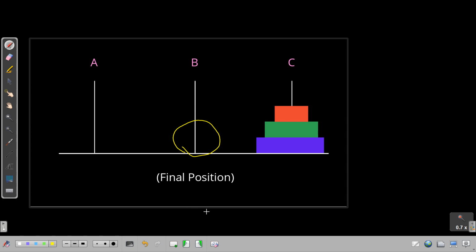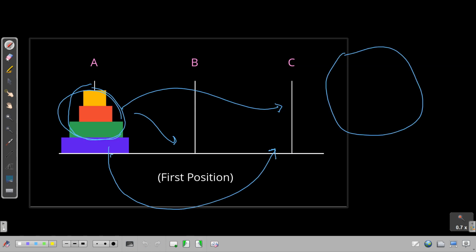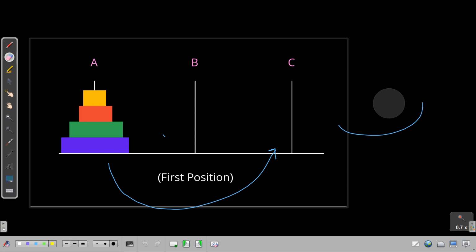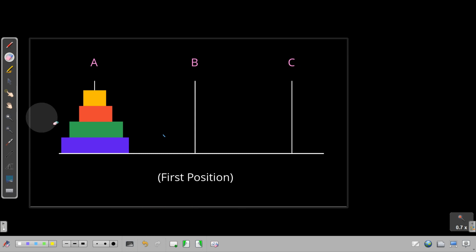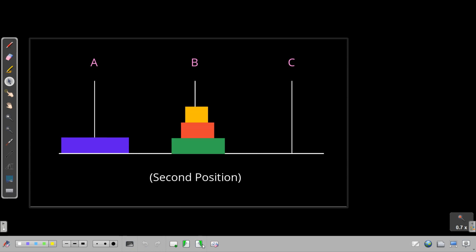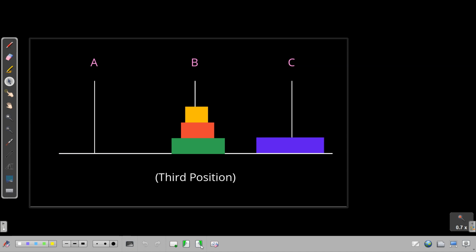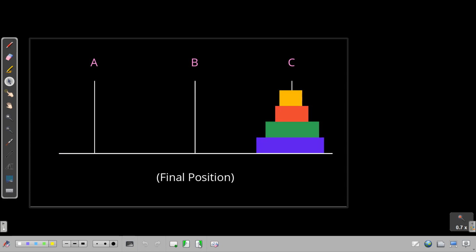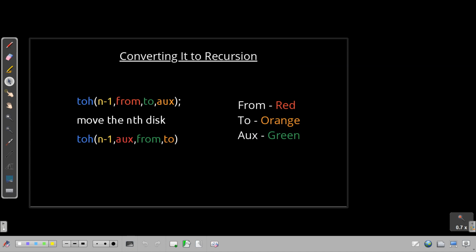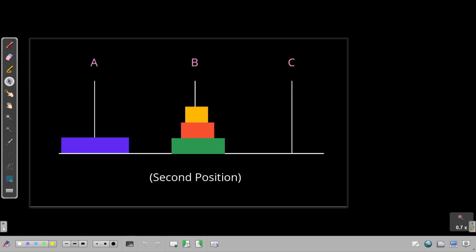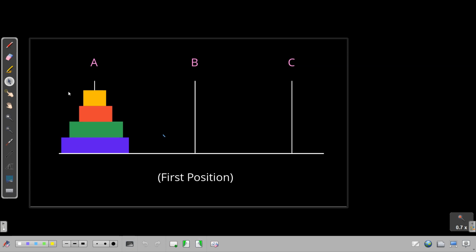Let's check what will happen if we have 4 such blocks. This is our first process, or the second position. Next we have to move the base block, then we have to move that, and we got the answer. So what exactly is happening here? Every time, first we will move these 3. If it is 4, then we will move this 4. If it is 5, we will move this 5.